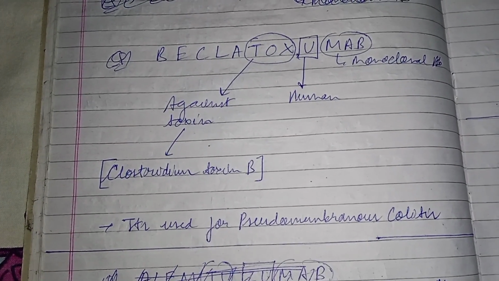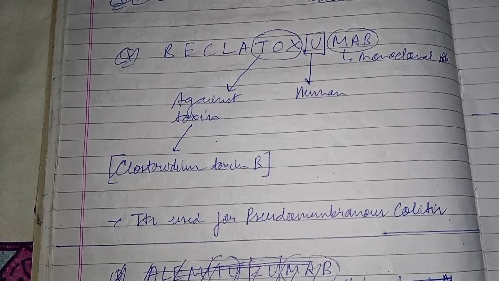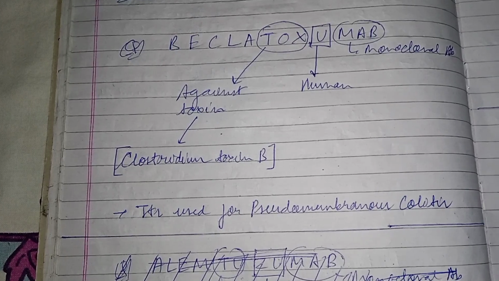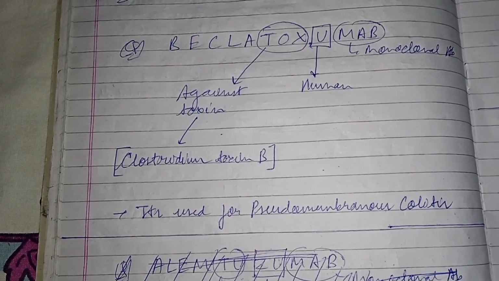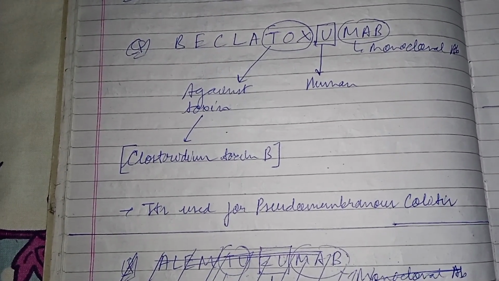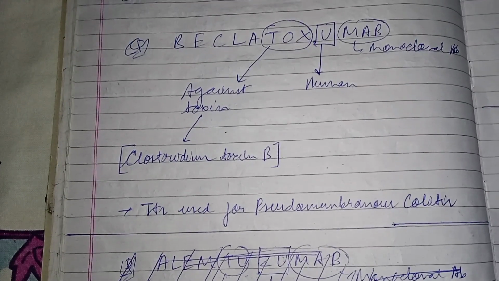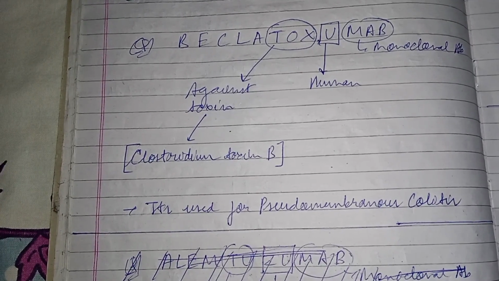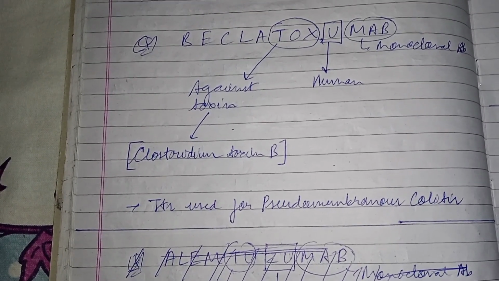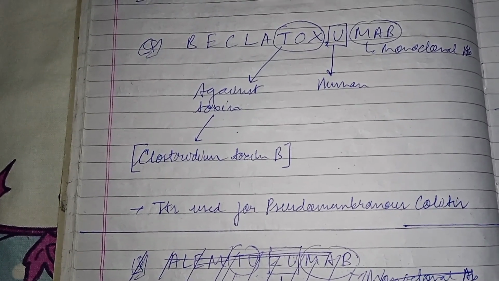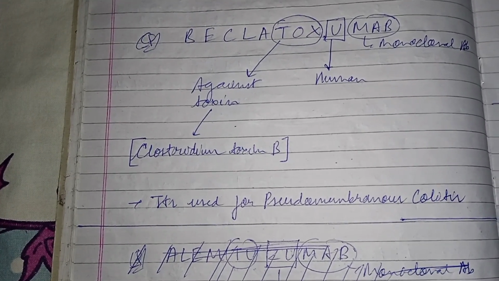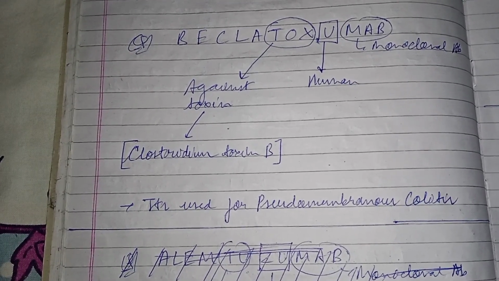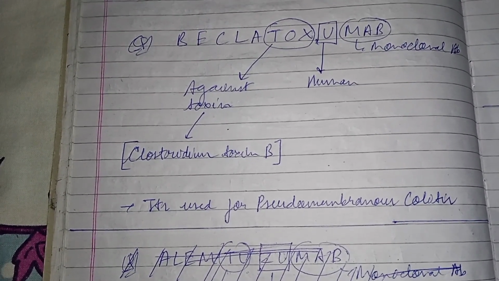Beclatoxumab. MAB tells us about the stem, the backbone, monoclonal antibody. The U tells us about the substem 1 portion, that is the source of the antibody, that it is made up of human proteins. And the tox over here tells us about the substem 2 portion, that is its target, where the drug targets. It is against toxin, so it targets the toxins. Which toxin? Clostridium toxin B. Beclatoxumab targets Clostridium toxin B.